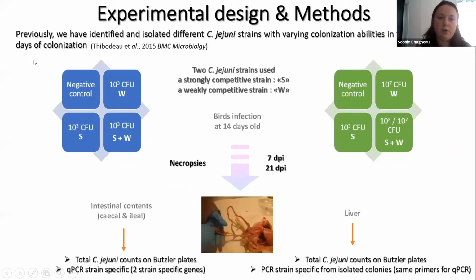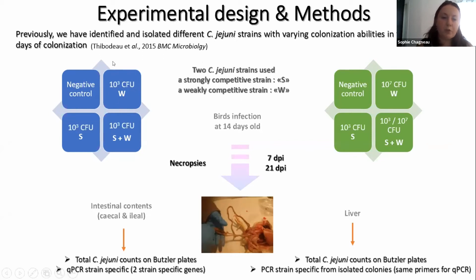Previously, in our laboratory, we have identified and isolated different Campylobacter jejuni strains with varying colonization abilities in the ceca after 7 days of colonization. And in this study, we used two Campylobacter jejuni strains, strongly competitive strain S and weakly competitive strain W that we characterized previously. And in this study, we had 2 experimental rooms.